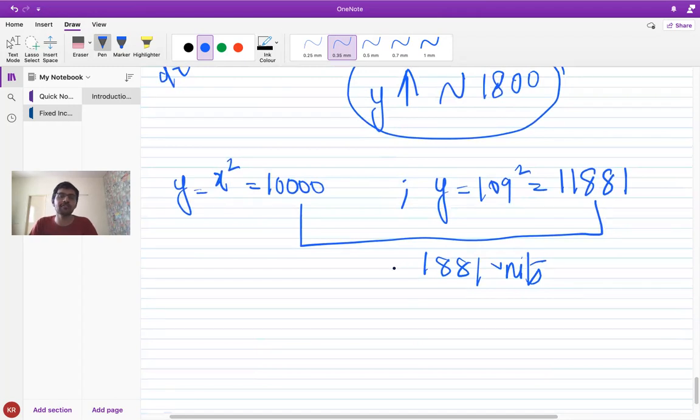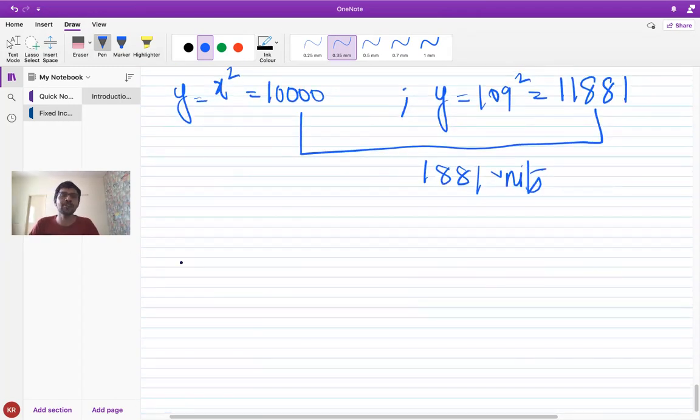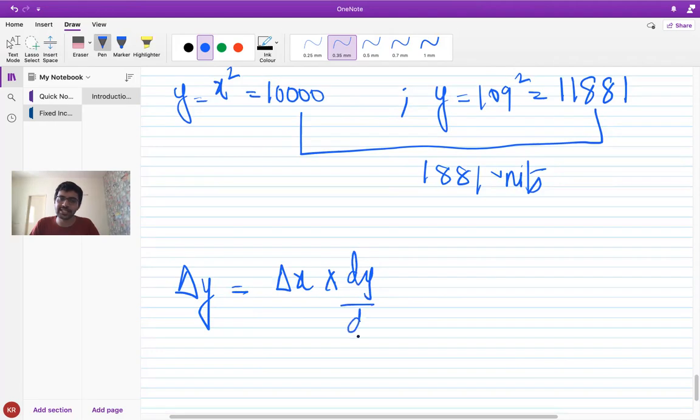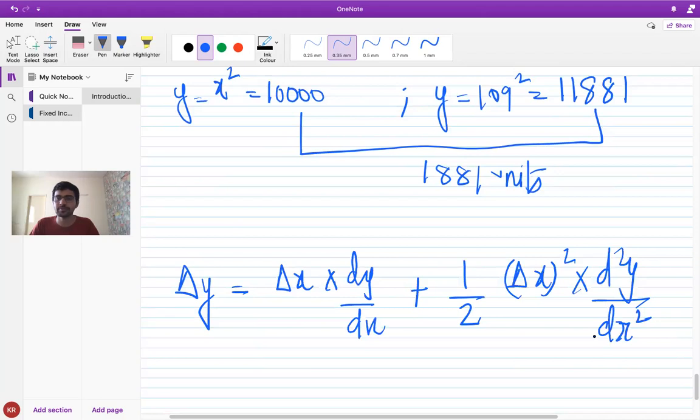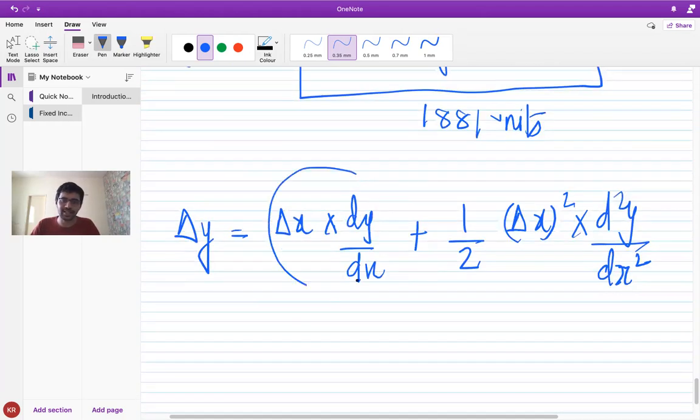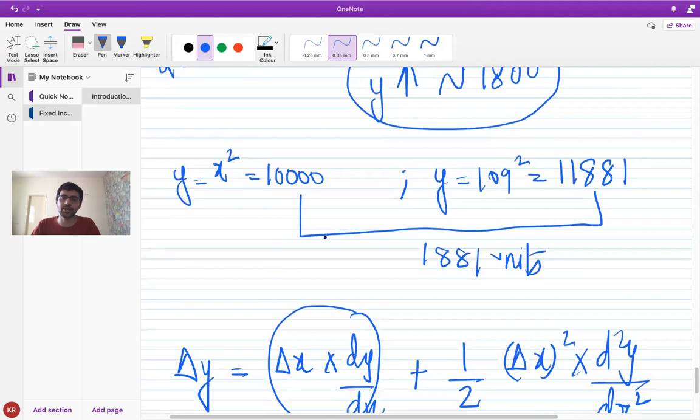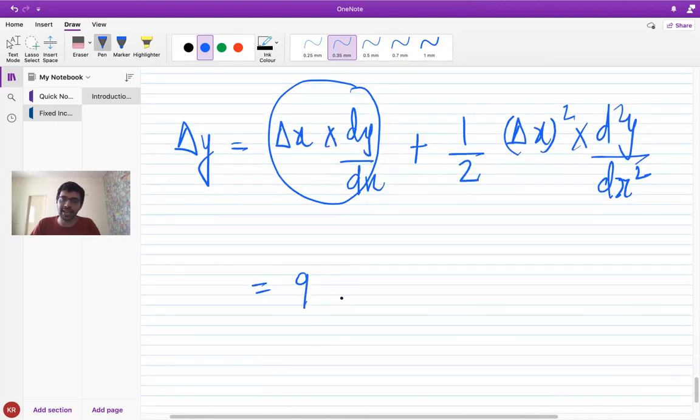Now, is there an alternative way to actually find out this 1881? Obviously, there is. We saw the formula, right? Change in y is equal to change in x multiplied by dy by dx, plus half into change in x the whole square multiplied by d square y by dx square. The first part is what we have calculated as 1800 units, because change in x is 9, positive 9, and dy by dx is 2x, which is 2 into 100. Sorry, my bad.